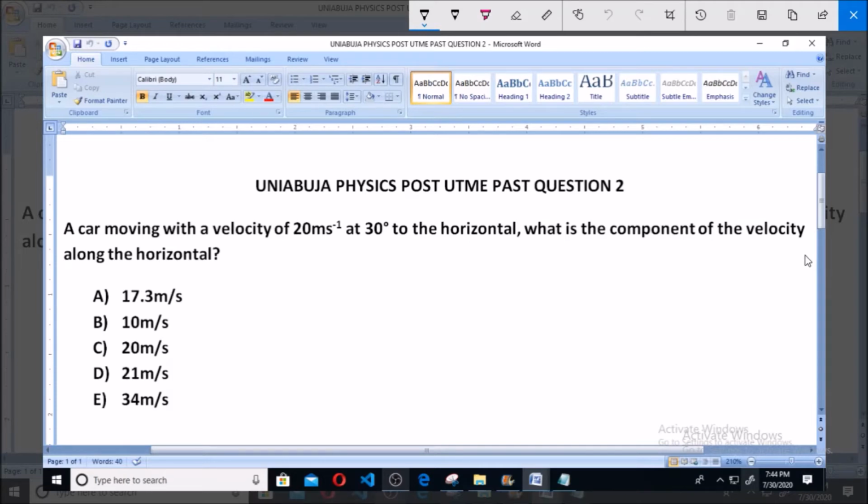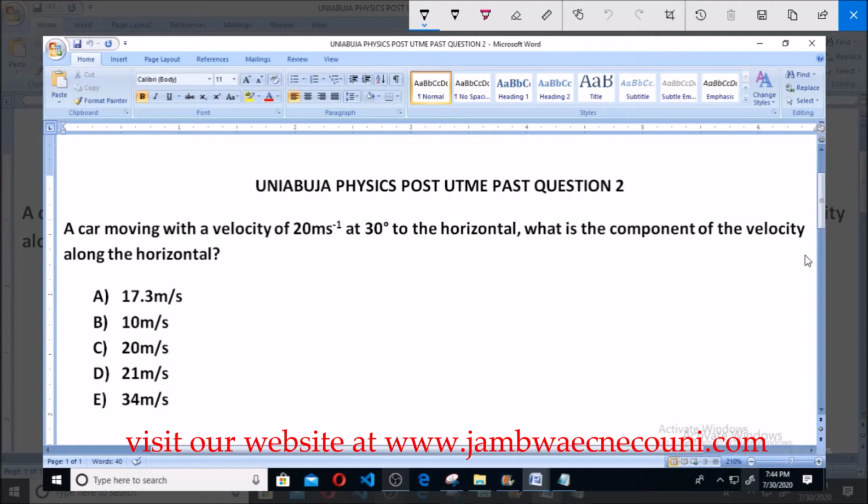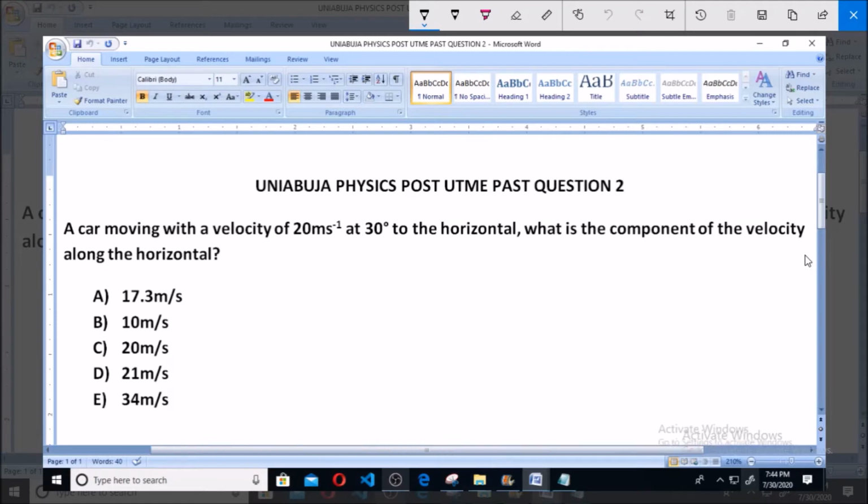So in resolving this, we will have to look at it in a diagrammatic form, or represent it as a diagram. So I would like to express it this way. The question says a car is moving with a velocity of 20 meters per second at 30 degrees to the horizontal. So I would like to establish the fact that there is a horizontal plane which we will use as our point of reference in getting what will help us solve this question.